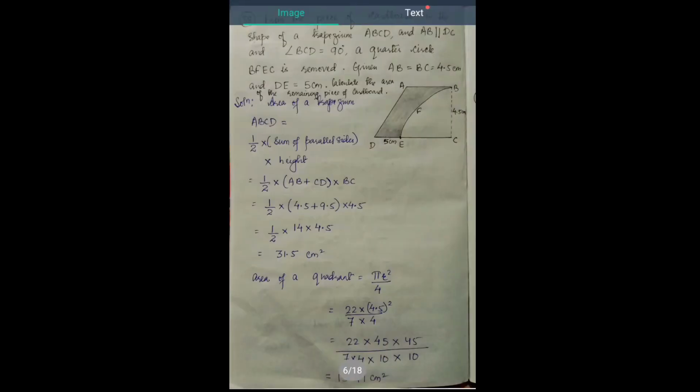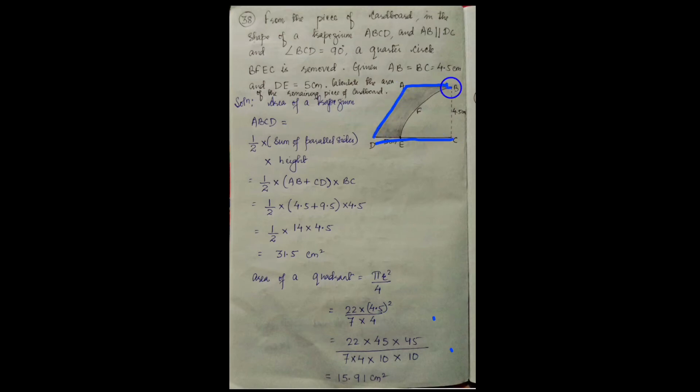Now the next one is question number 38. From the piece of cardboard in the shape of a trapezium ABCD and AB parallel to DC, that means these two lines are parallel. And this is a trapezium. We have done trapezium in the previous chapter.